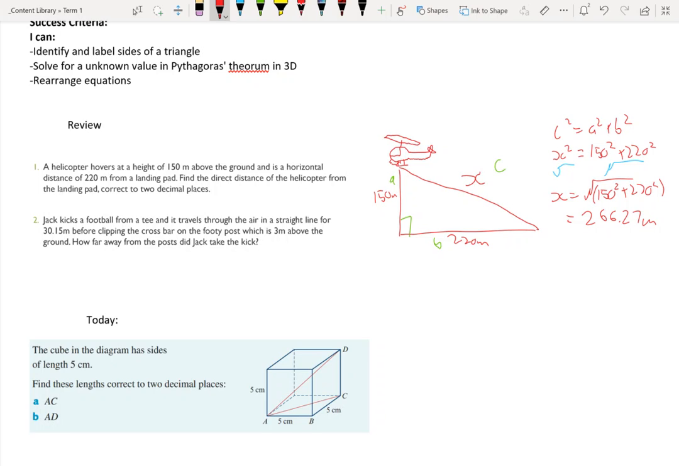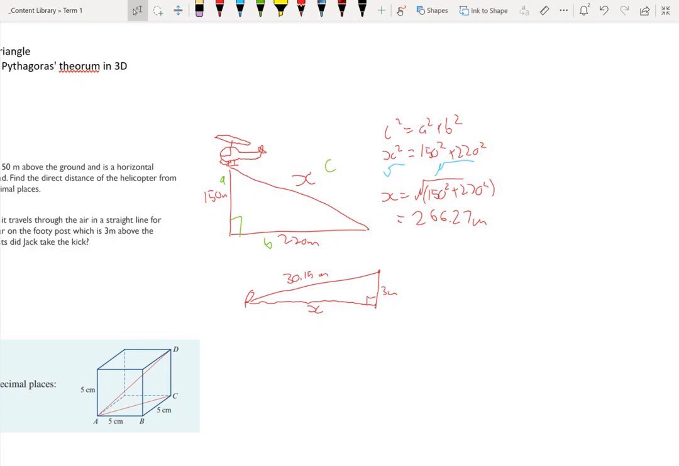Jack kicks a football from a tee, so we have a football on a little tee there, and it travels through the air in a straight line for 30.15 meters, and it touches the bar that is 3 meters above the ground. So it's asking you to find x. So I'm going to go over here.